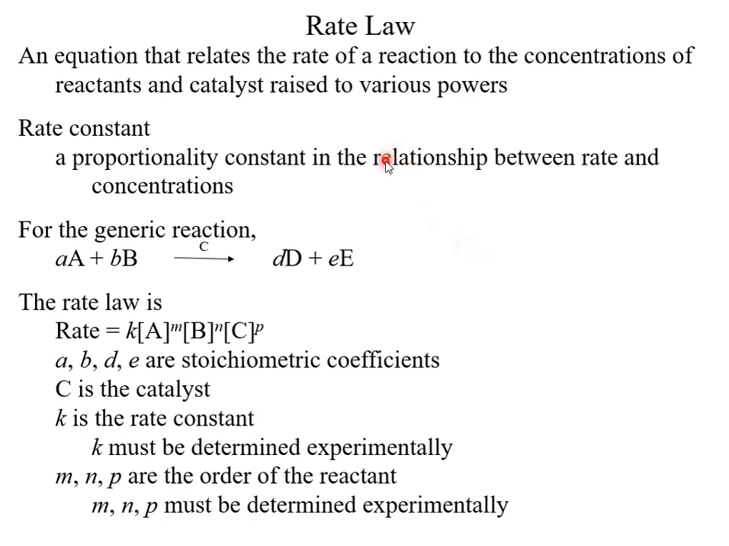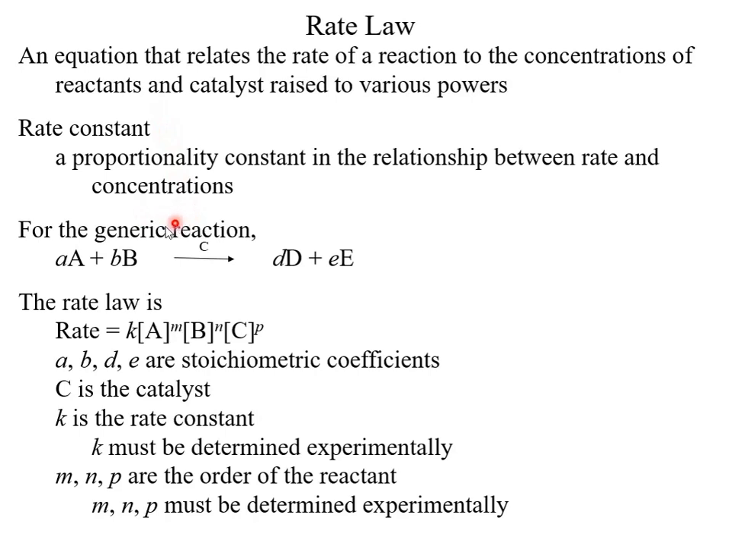The way that we're going to express this is something called a rate law. A rate law is simply an equation that relates the rate of the reaction to the concentrations of any reactants and/or catalyst that may be present raised to various powers. And then we're going to have a proportionality constant, a factor, if you will, to convert between the concentrations and the rate. We're going to call that the rate constant.